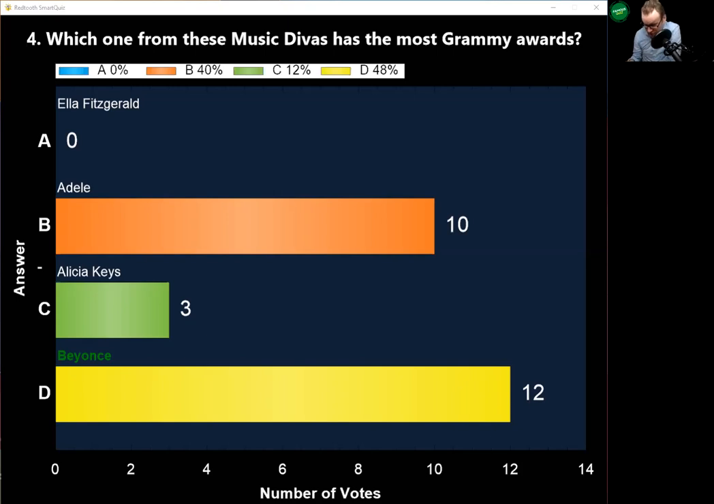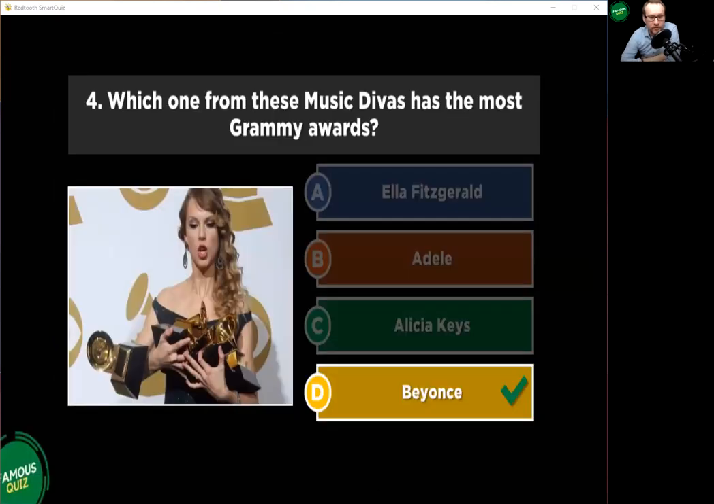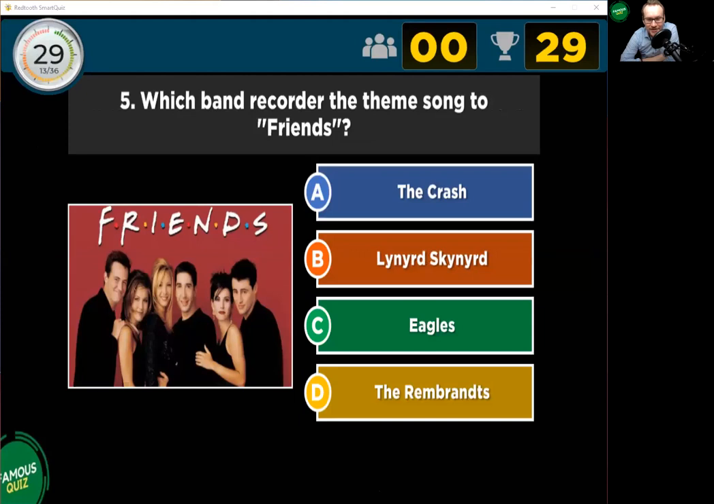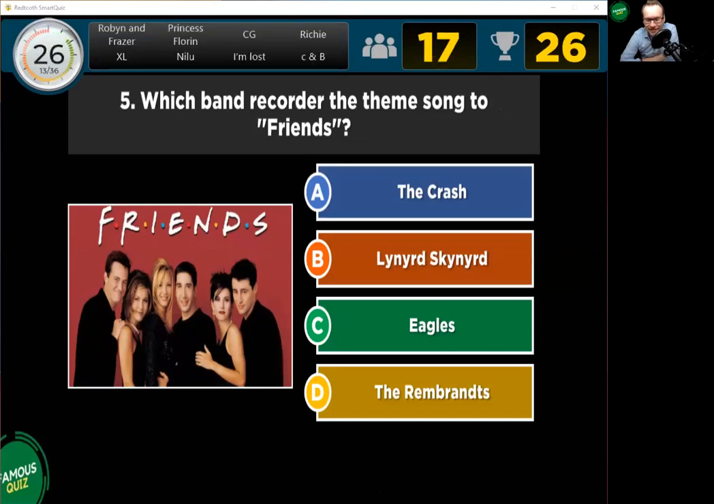All right, question number 5. So 5th question on the second round. Which band recorded the theme song to Friends? The Clash, Lynyrd Skynyrd, Eagles, or the Rembrandts.